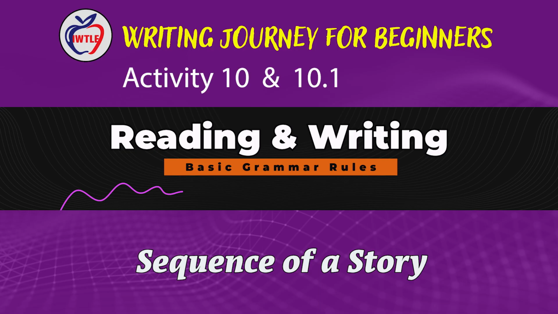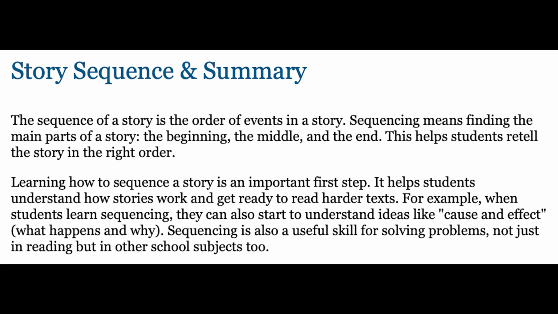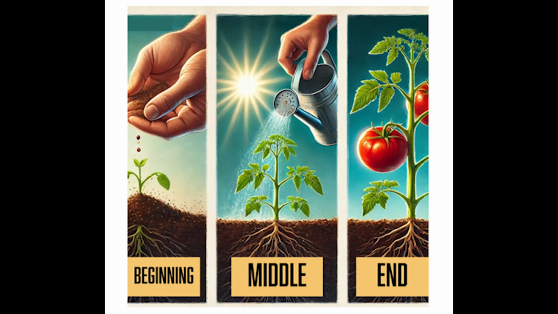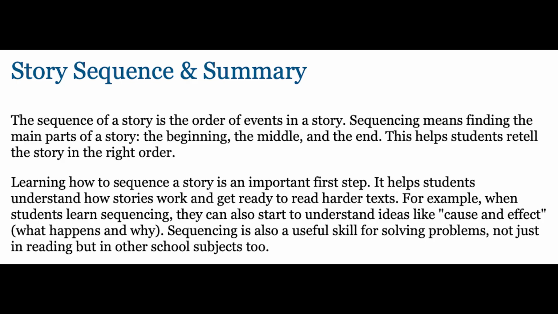In Activity 10 and 10.1, we will focus on story sequence and summary. The sequence of a story is the order of events in a story. Sequencing means finding the main parts of a story, the beginning, the middle, and the end. Understanding this will help you retell the story in the correct order. Learning how to sequence a story is an important first step. It helps you understand how stories work and get ready to read harder texts.